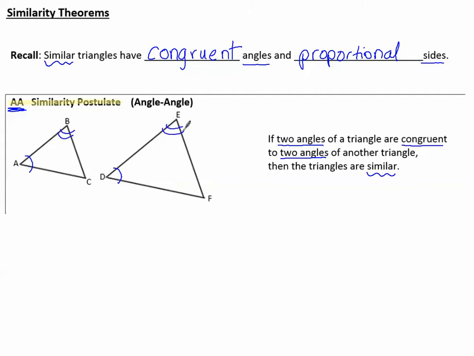First of all, remember we know that when 2 angles are congruent to 2 angles, by the third angles theorem, the third angles must also be congruent. And as you saw last time, whenever we make congruent angles, the sides are going to be proportional and vice versa. So this is enough information to say that triangle ABC is similar to triangle DEF. Let's look at another one.